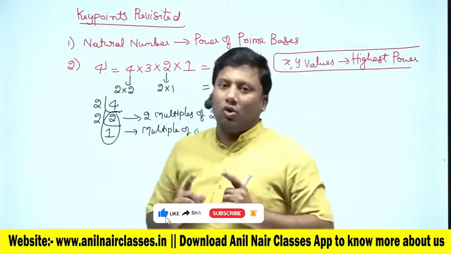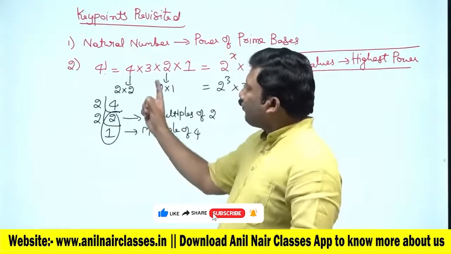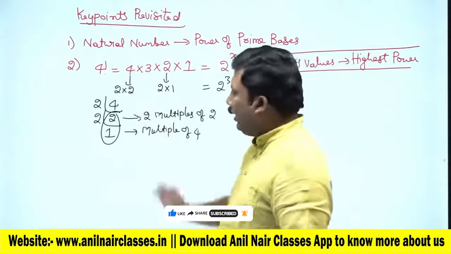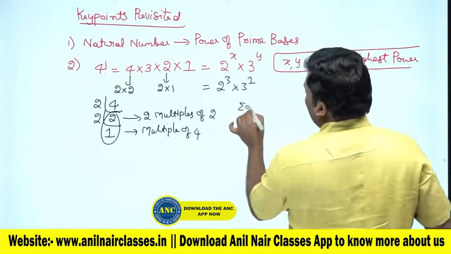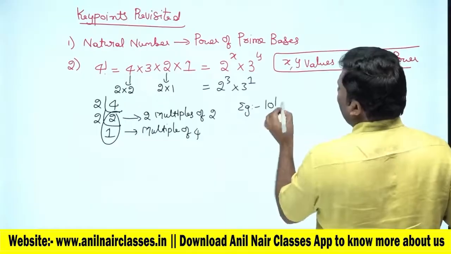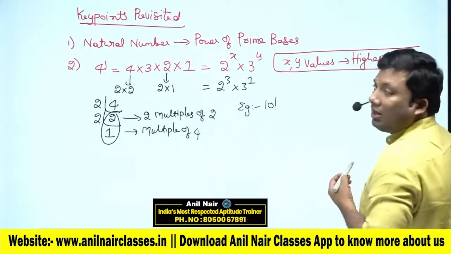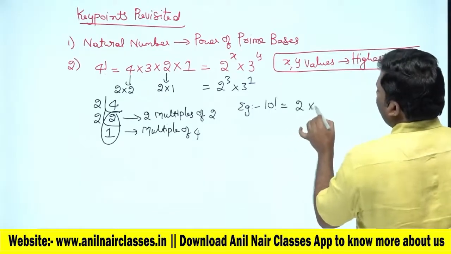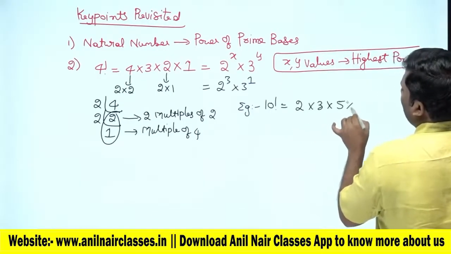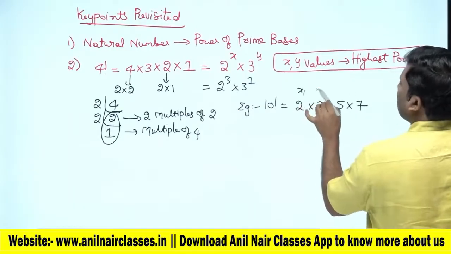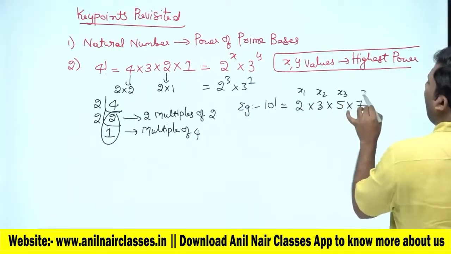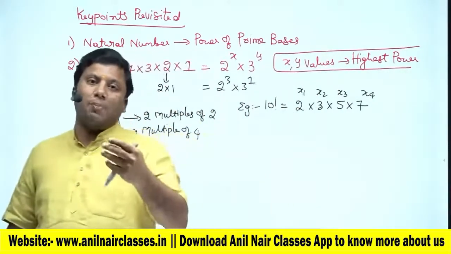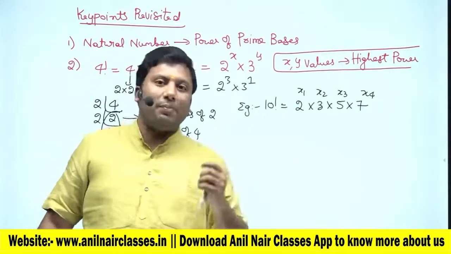Please make a note in your notebook. Every factorial will have all the prime numbers from 1 to n if n factorial is given in the question. Another example, if it is 10 factorial, what are all the prime numbers from 1 to 10? Prime numbers from 1 to 10 will be 2, 3, 5 and 7. So it is 2 power something, 3 power something, 5 power something and 7 power something.